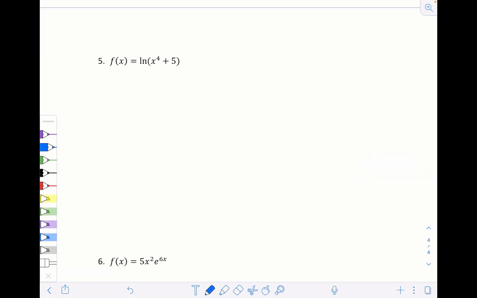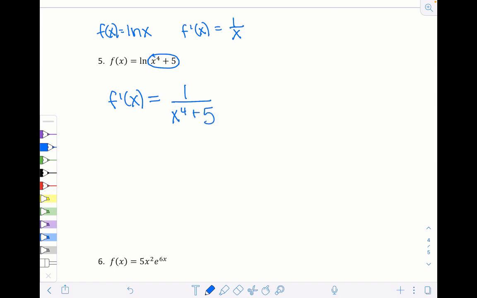Now let's look at a function with a natural logarithm. So if it were just ln of x, the derivative of that based on the rule is 1 over x, which is just 1 over that argument of ln of x. So for this one, we would start by doing the same thing, which is 1 over the argument, which is x to the 4th plus 5.